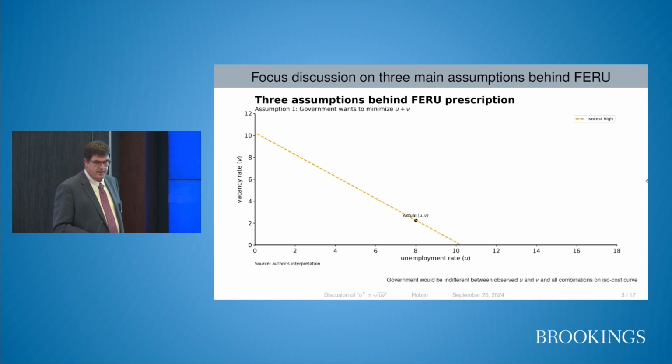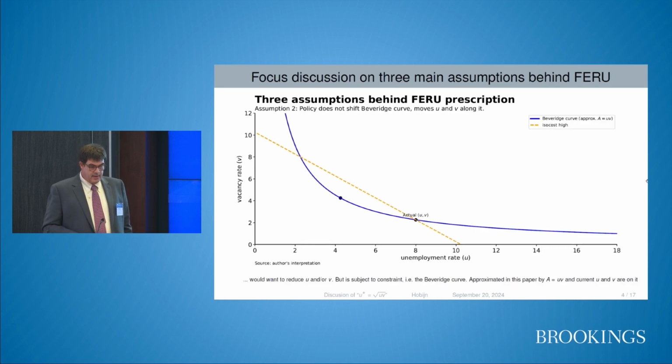Basically what this paper says is that the government should minimize the sum of the unemployment and vacancy rate. So it gives you this indifference curve. It's a linear indifference curve. And then there's a technology, which is the Beveridge curve, which they define as a hyperbolic curve. I'll discuss why this approximation might actually matter later on. And with policy moves, we're always on the Beveridge curve, according to them, which is not always true according to most models, just for the record.